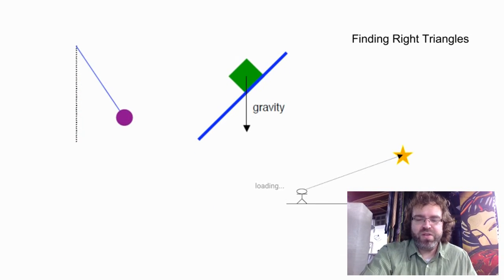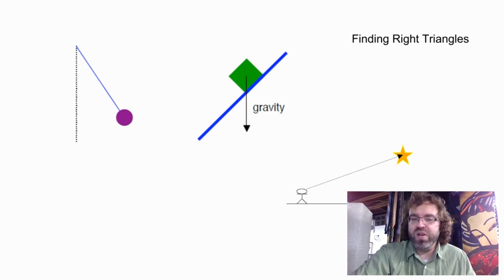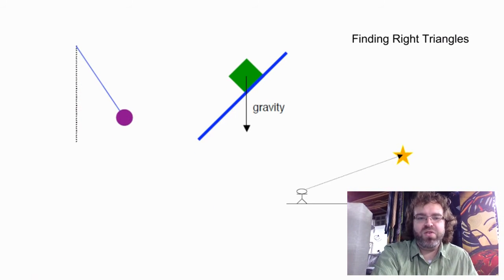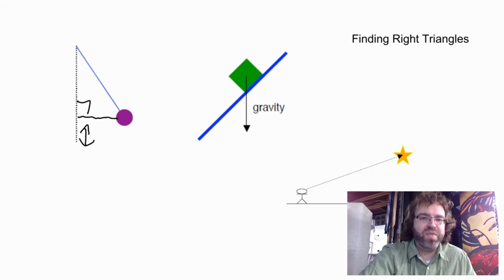A lot of the times also, we're going to have to find the right triangle. So for example, if I got this pendulum here on the left, and now I made myself a right triangle, I might want to know how high that pendulum was raised before it was let go. And so again, right triangles would allow me to solve that.